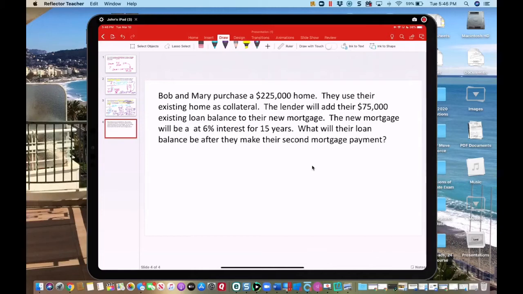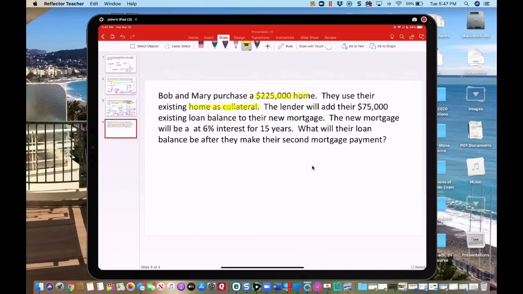Okay, Mary and Bob, same Bob and Mary, purchase a home for $225,000. Now, they use their existing home as collateral. In other words, they're doing a bridge loan or blanket mortgage. Remember, a blanket mortgage covers more than one parcel of real estate and makes use of what is called a partial deed of release. Good job. I heard someone say that out there. Blanket mortgage covers more than one parcel. Lenders or developers use that a lot.